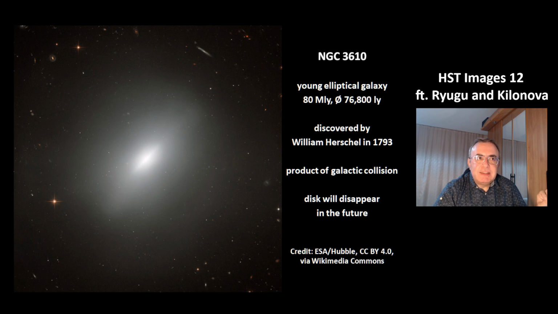This is another galaxy, NGC 3610. It's a young elliptical galaxy at a distance of 80 million light years. It's about 3/4 of the size of the Milky Way, with a diameter of 76,800 light years. This galaxy was discovered by William Herschel in 1793. It is again a product of a galactic collision. It is a young elliptical galaxy because you can still see the disk, but in the future this disk will disappear.